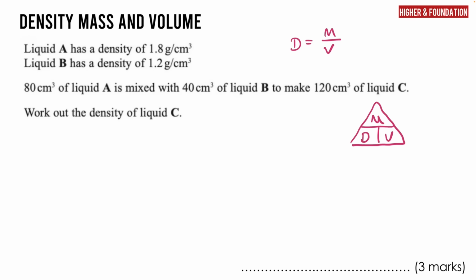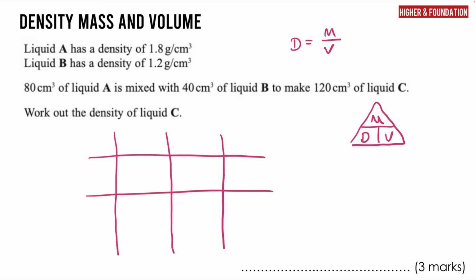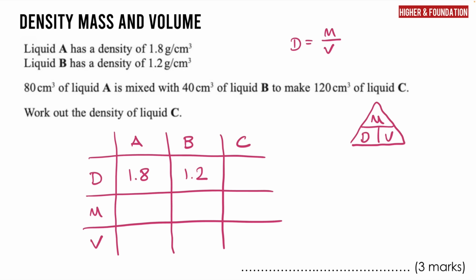This particular one is looking at a mixture question where a few liquids are getting mixed together, and what I tend to do is always write this into a two-way table just to organise all my information, find out what densities, what masses and what volumes I have. We have a liquid A, liquid B and liquid C. So this liquid A has a density of 1.8, liquid B has a density of 1.2. There is 80 centimetre cubed, which is a volume of liquid A, getting mixed with 40 centimetre cubed of liquid B. And it says that that makes 120 centimetre cubed of liquid C.